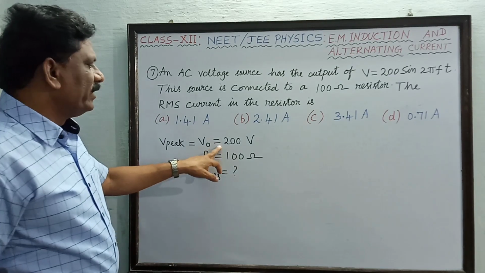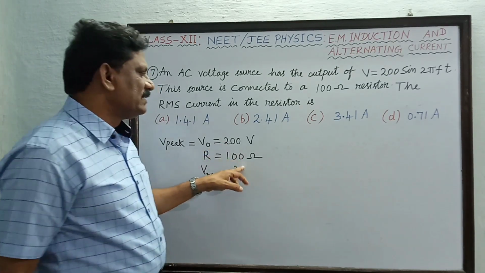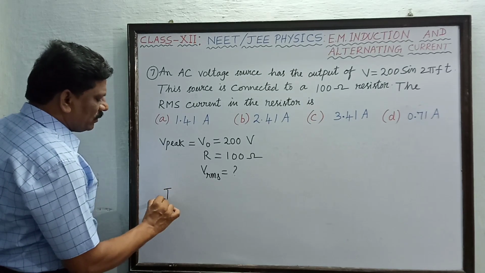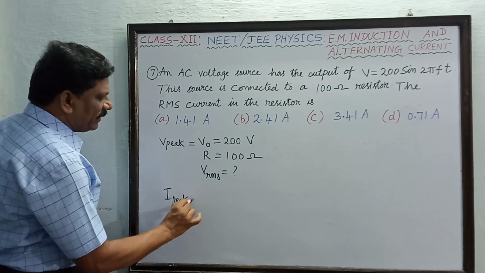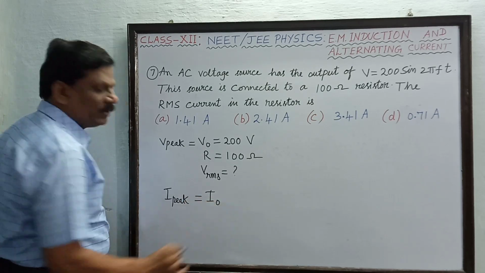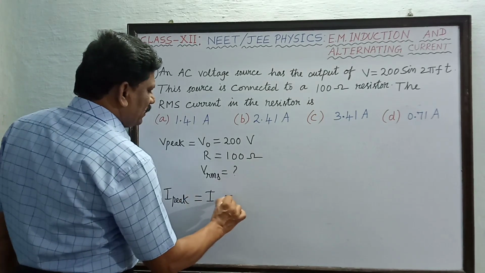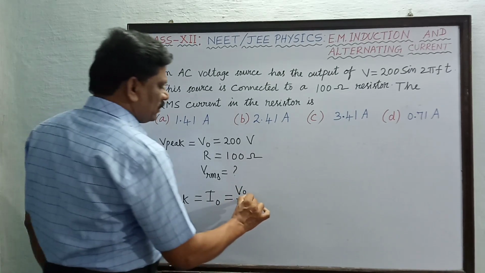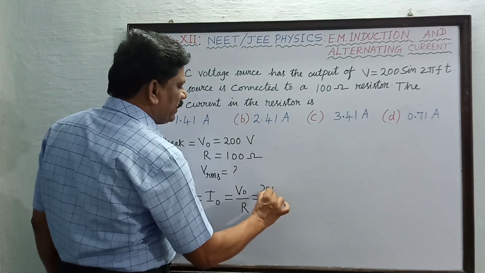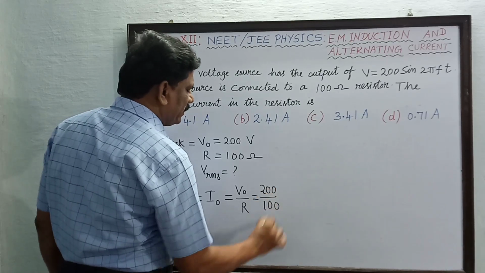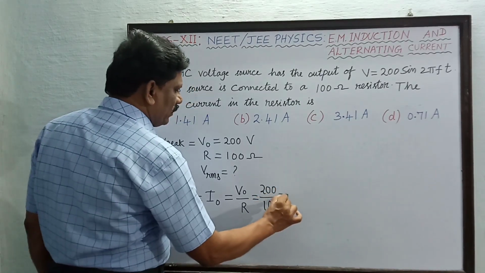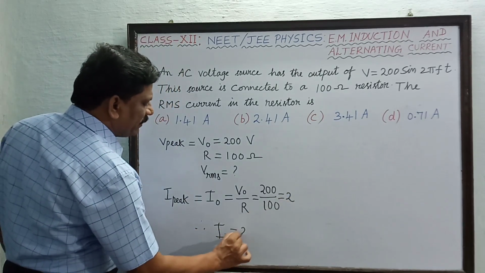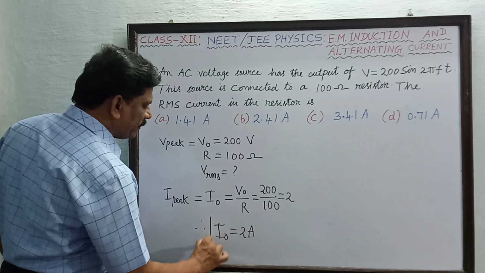Now from the peak value of the voltage and the resistance, we can find out the peak value of the current. The peak value of the current is taken as I0, and this is equal to V0 divided by R. So this is equal to 200 divided by 100, which is equal to 2. Therefore, the peak value of the current is equal to 2 ampere.